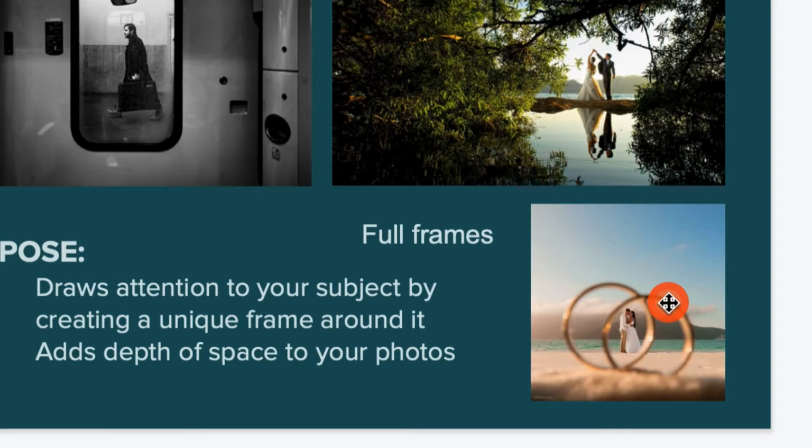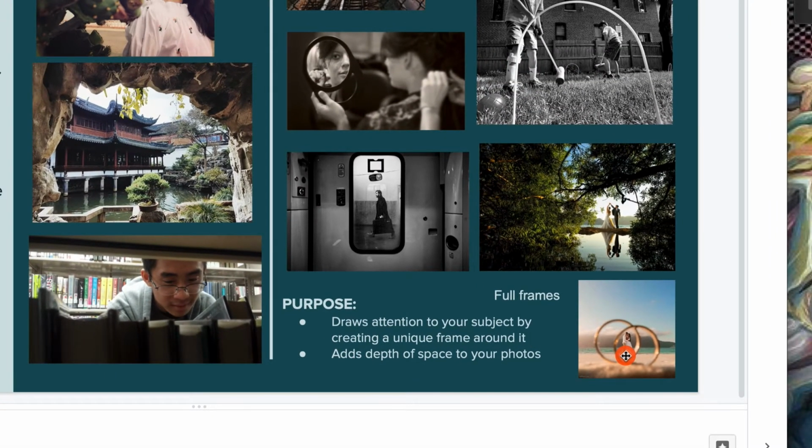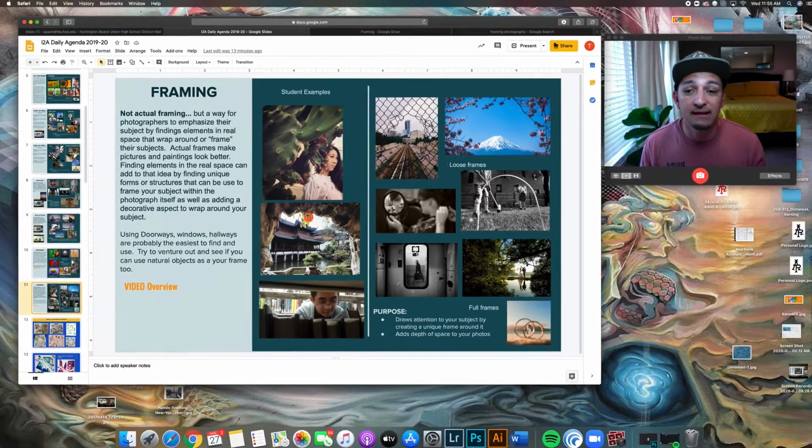We got a low point of view. We got rule of thirds down below. We got symmetry right in the middle. And just kind of creates this nice cool wedding or engagement photo going on there. So let's see how students have done that in the past.